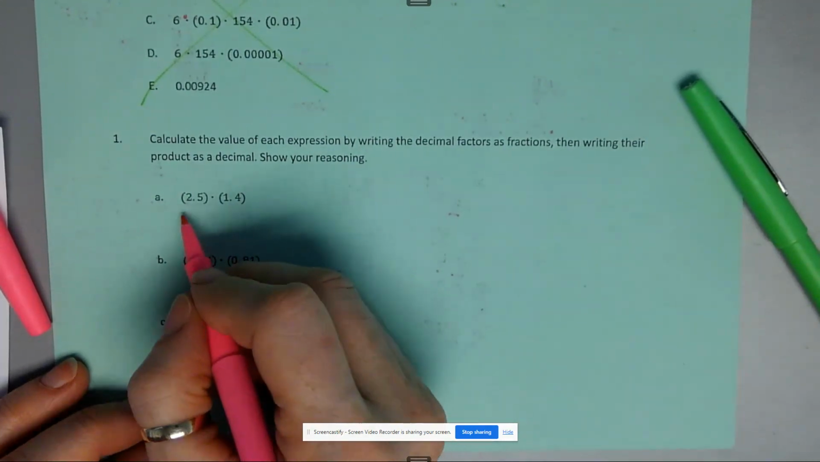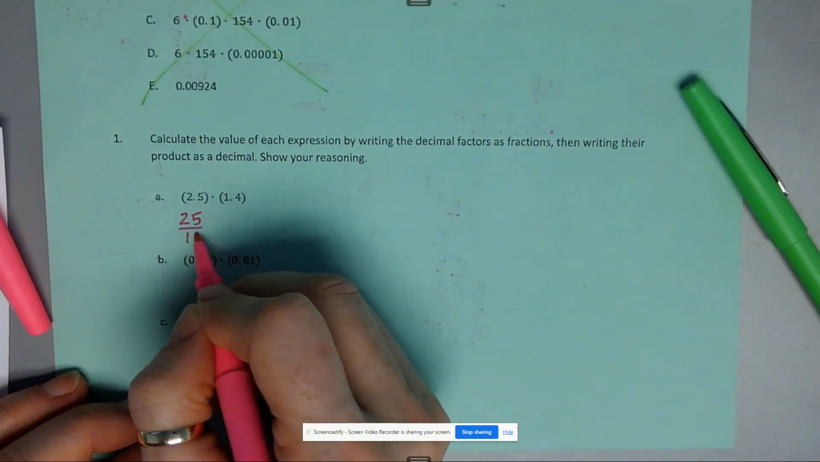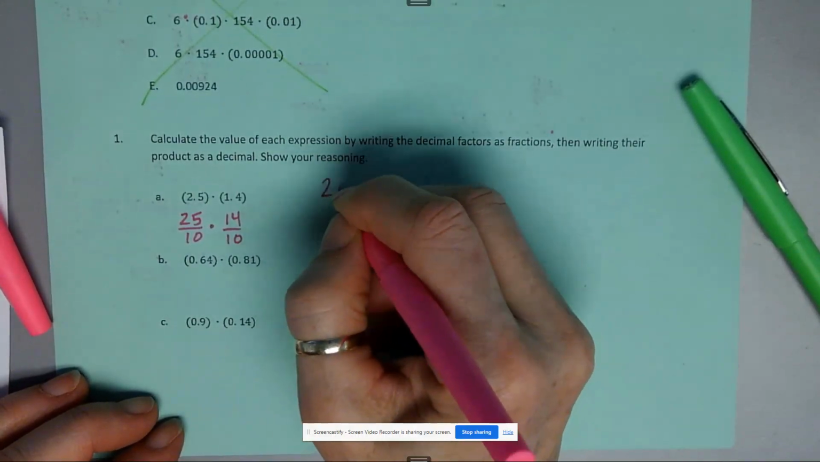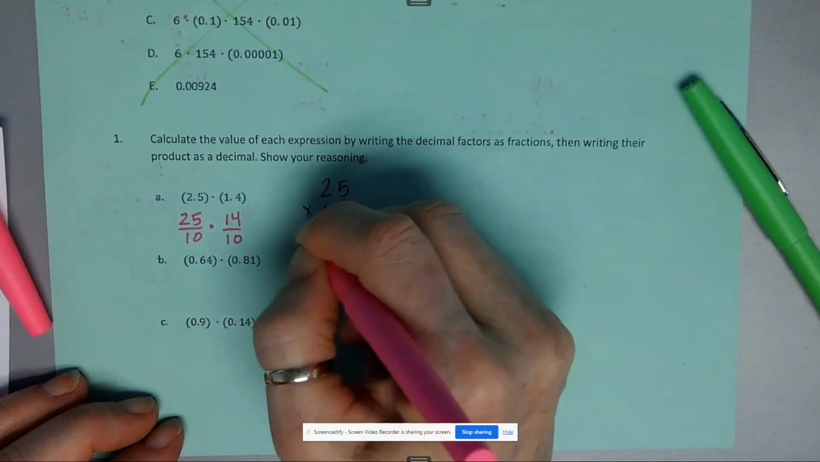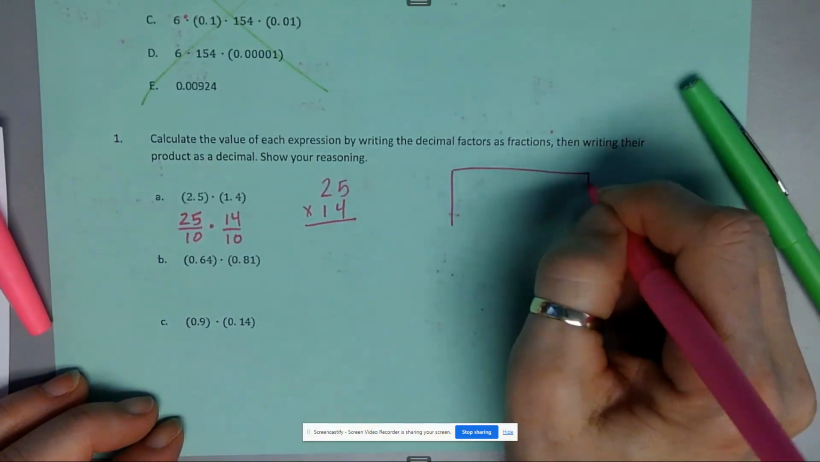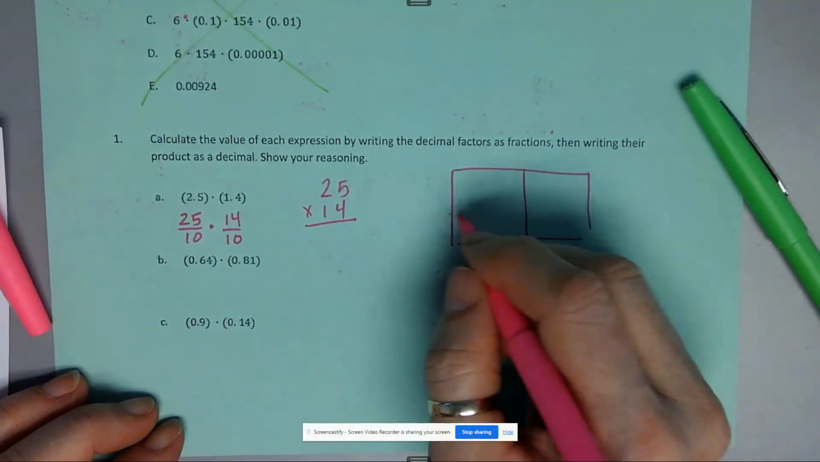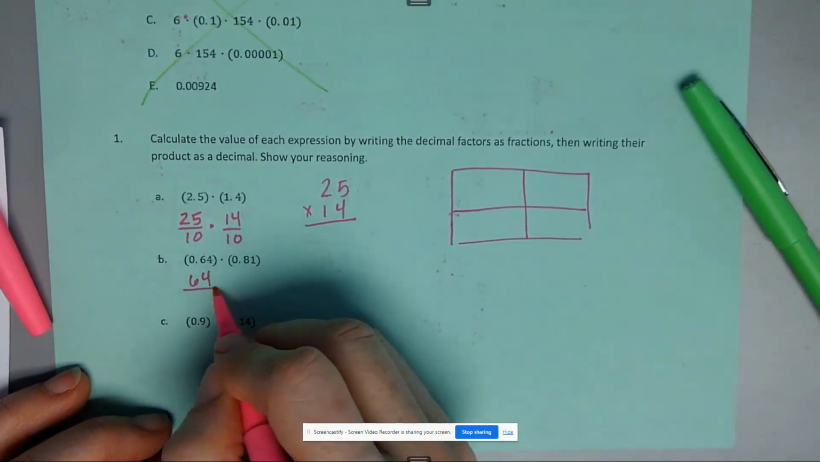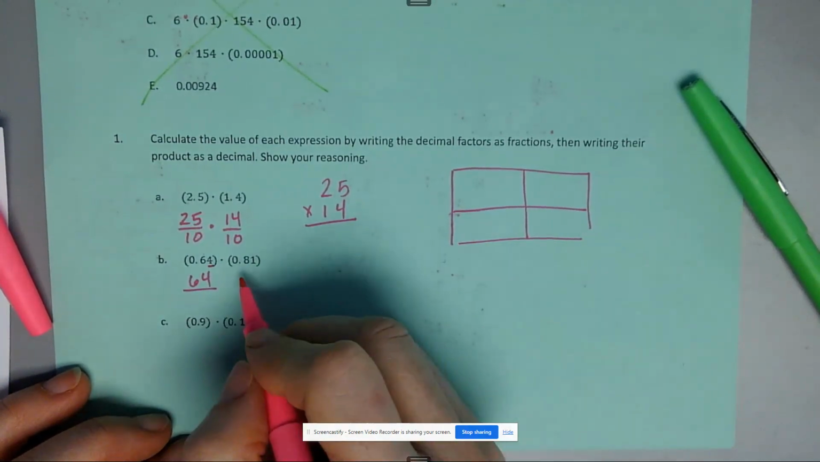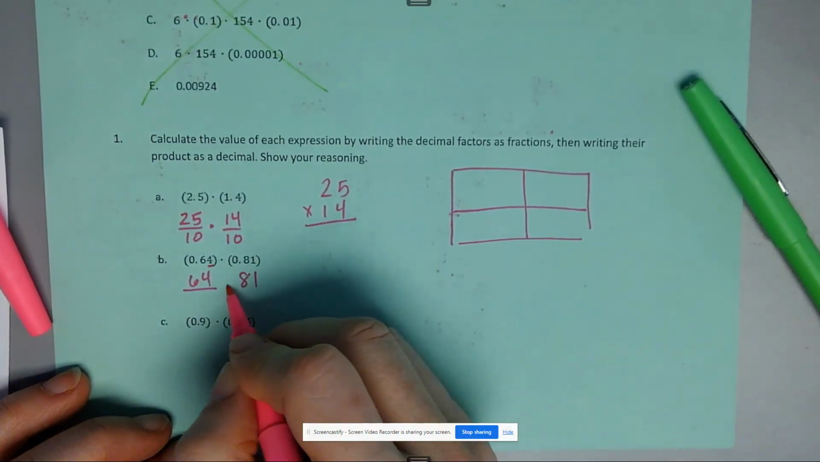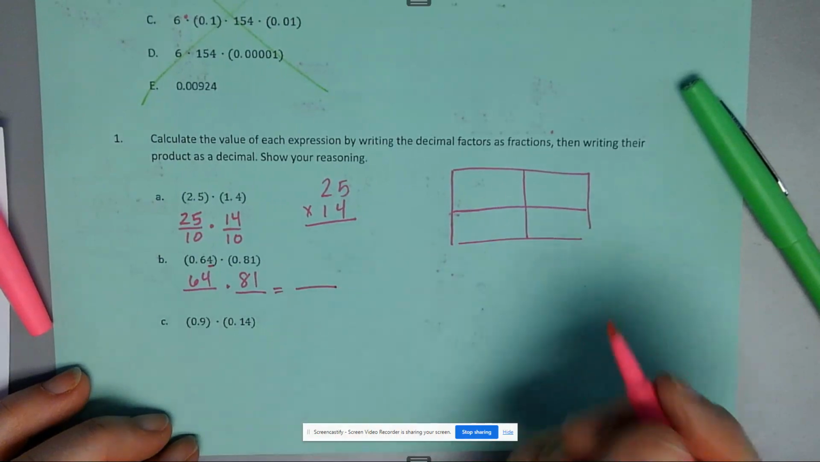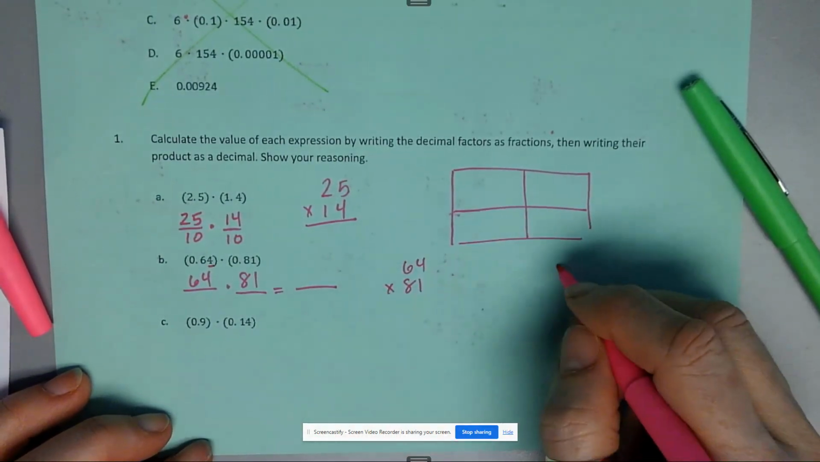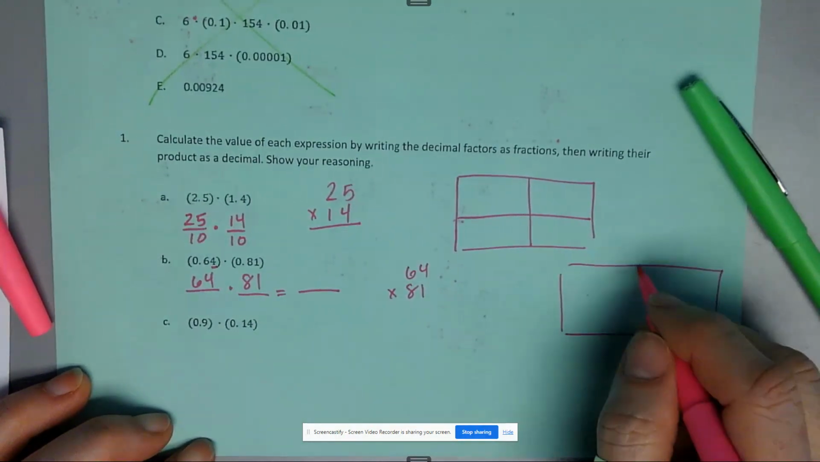Remember, you have to multiply. So 25 tenths times 14 tenths. You're either stacking or you're doing an area model. Same with this. 64, what's your place value? 81, what's your place value? And you're doing 64 times 81, or you're doing an area model.